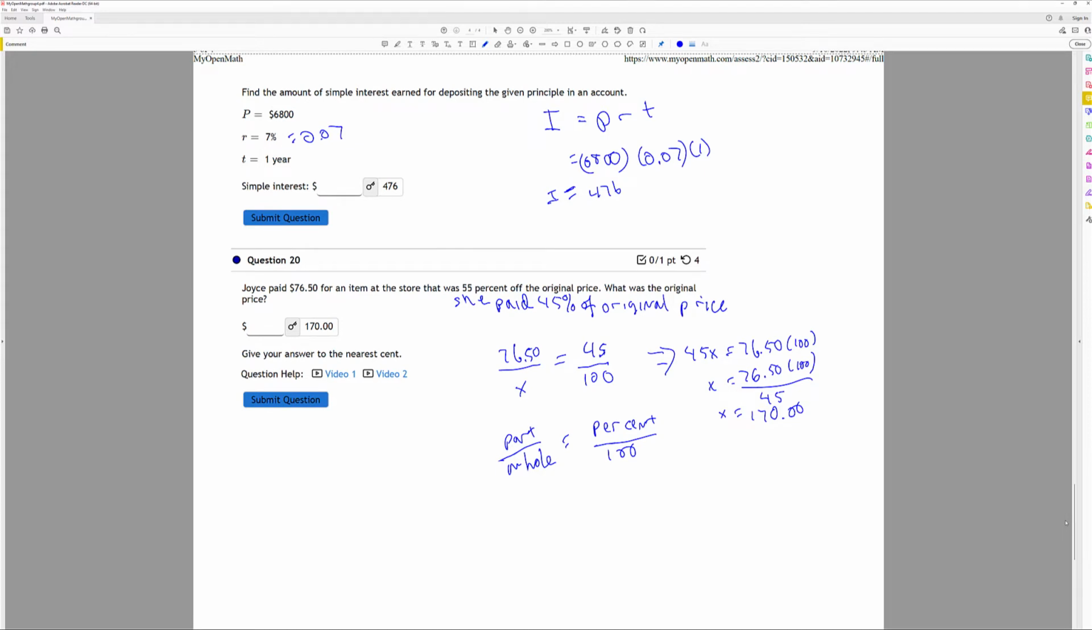Joyce paid $76 for an item at the store. It was 55% off. So since she got 55% off, she paid 45% of the original price. What was the original price? So she paid $76, which is 45%. You can set up a proportion there and find the original price, which happens to be $170.